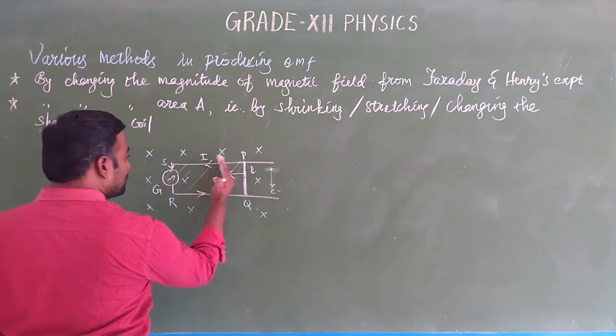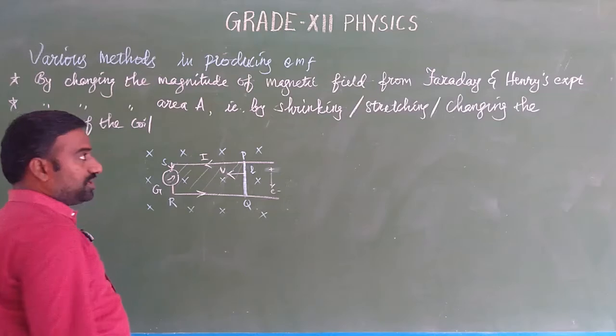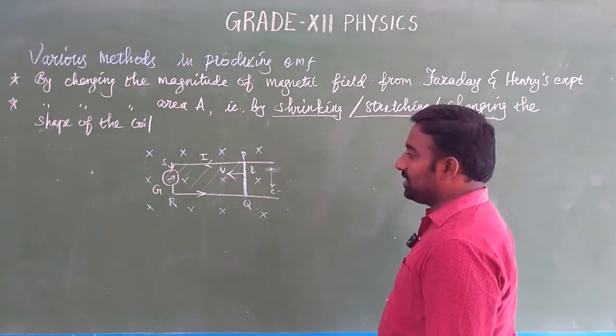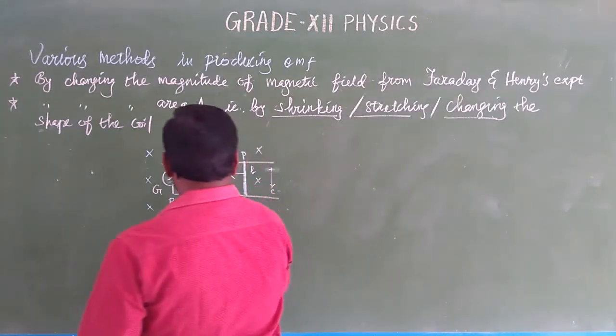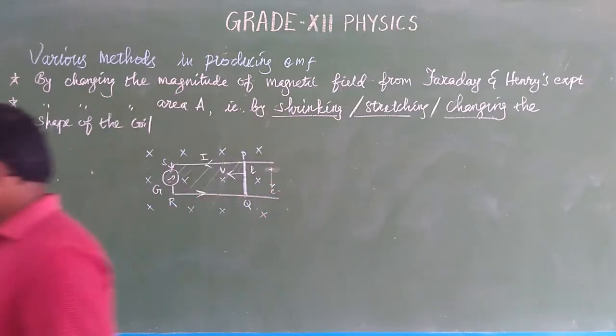So the rectangle and the square shape are already there. If we are changing the shape of the coil, so by shrinking or stretching or changing the shape of the coil, here this is the direction of the current, and this is the direction of the induced current.